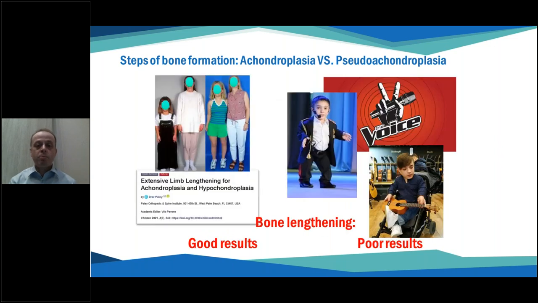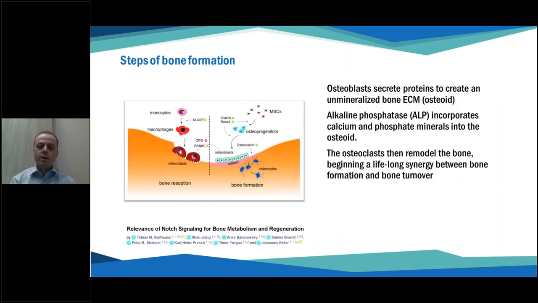And bone lengthening, for example, in achondroplasia, which mostly impairs the metaphyseal part, the growth plate, gives quite good results mostly. Most attempts to lengthen the bone in pseudoachondroplasia lead to poor results with early degeneration of the articular cartilage.